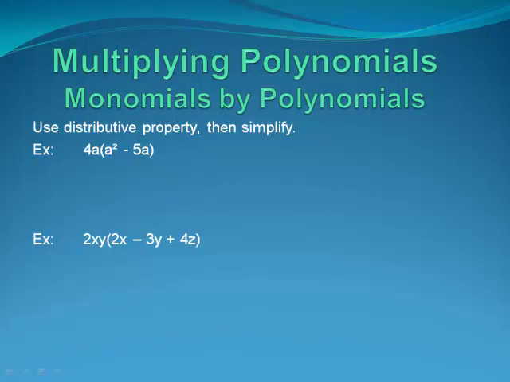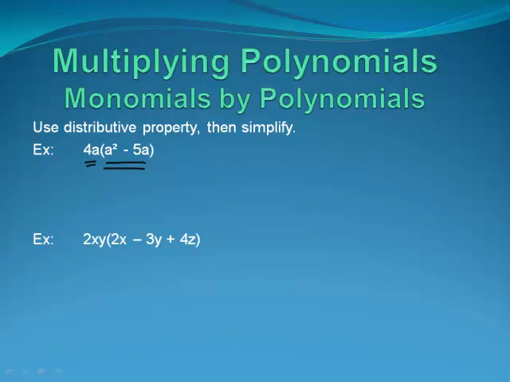All right, what about when it's not quite that simple? What if you still have a monomial or a single term, but now you're multiplying it to a polynomial larger than a monomial? So for example, in this first example, we've got a monomial, 4a, being multiplied to a binomial, a squared minus 5a. Now this is simply distributive property, which you already know as well.